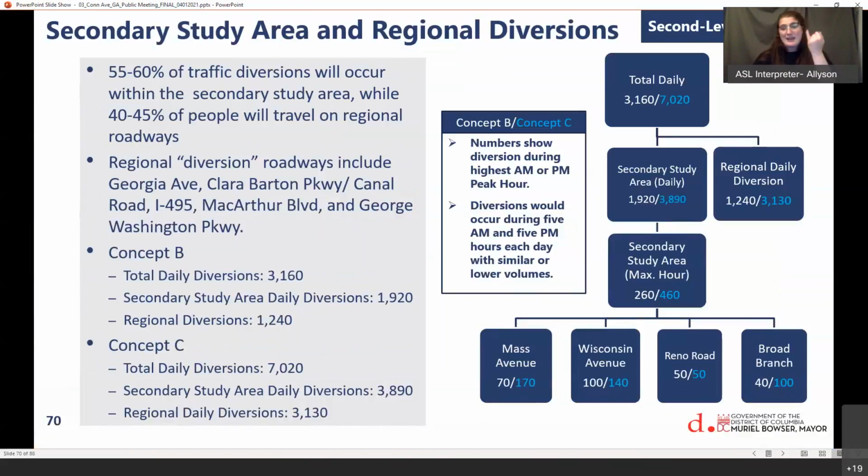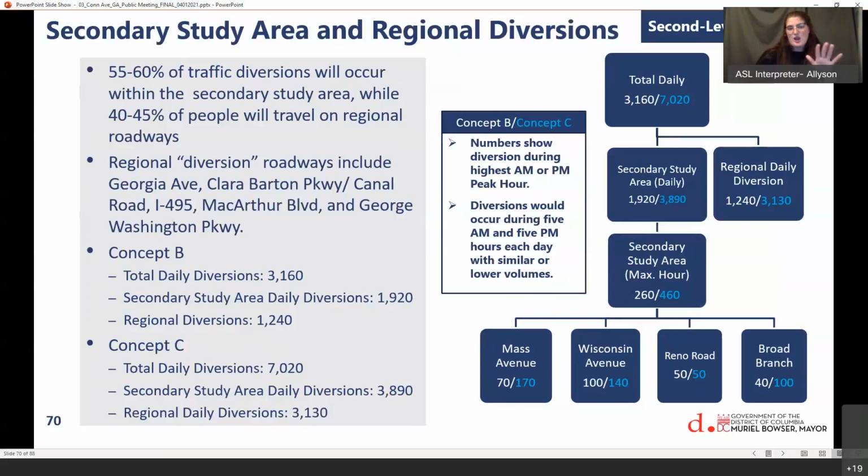approximately 3,200 vehicles were diverted. Of the 3,200 vehicles diverted, about 2,000 were diverted to the secondary roadways and about 1,200 to regional roadways. Concept C has just over twice the traffic volume diversions, whereas 3,900 would route to the secondary study area, and the remaining 3,100 would route to regional roadways.